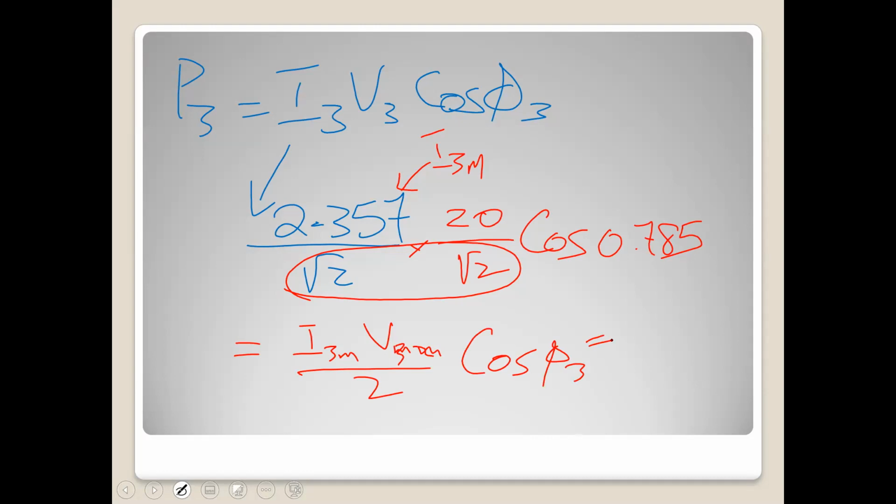What's the answer? Anybody? It's 23.57 times cos of 0.785. We get 16.61. 16.61. You're asking me? Well, you get 16.61. 16.67.